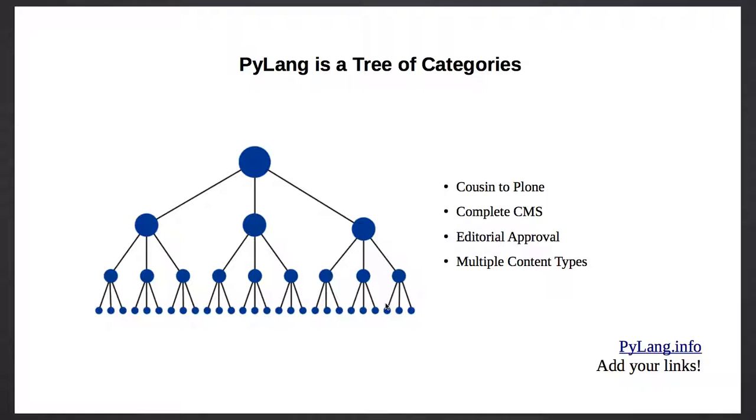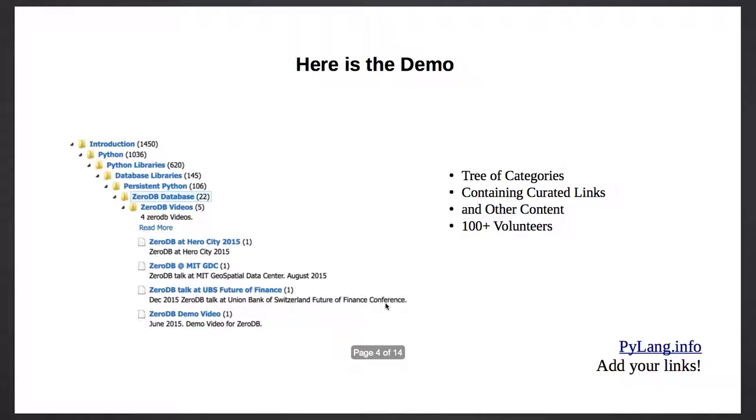Pylang is a tree of categories. It's a first cousin to Plone. It's a complete content management system. It organizes information as a tree, and every node in the tree has links to curated Python content on the internet. It has multiple content types. So let's take a look at the demo.